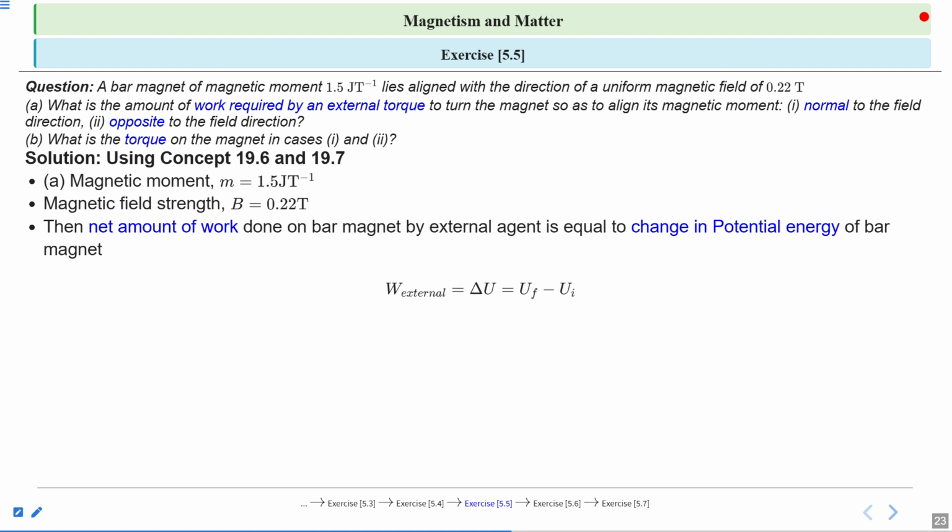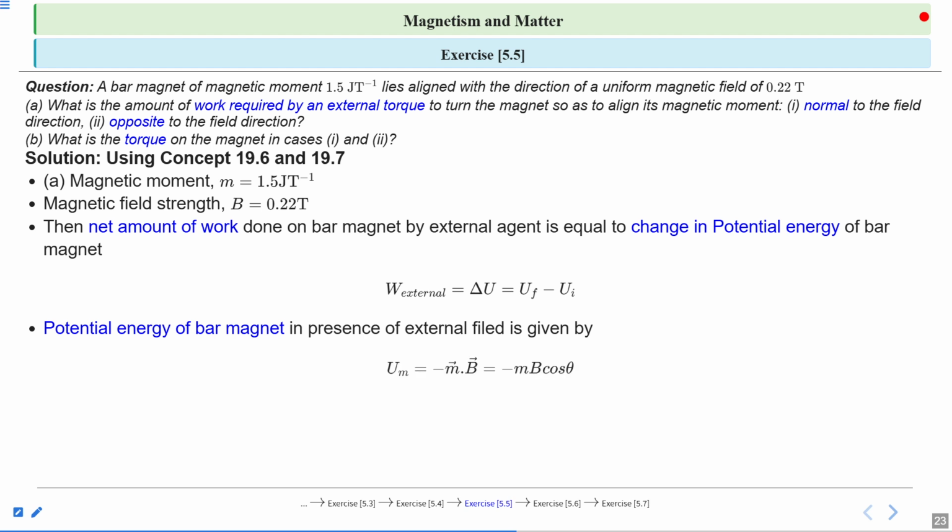So with respect to reference, magnetic potential energy we have defined or derived. Potential energy of a bar magnet in presence of an external field at some particular orientation is given by U_m equal to minus m vector dot B vector, which is equal to minus mB cos theta. So at a particular theta, magnetic potential energy can be found using this formula. So we have to find U_F, the final magnetic potential energy, and U_I, the initial magnetic potential energy. Then we take the difference. It will give us the work external.